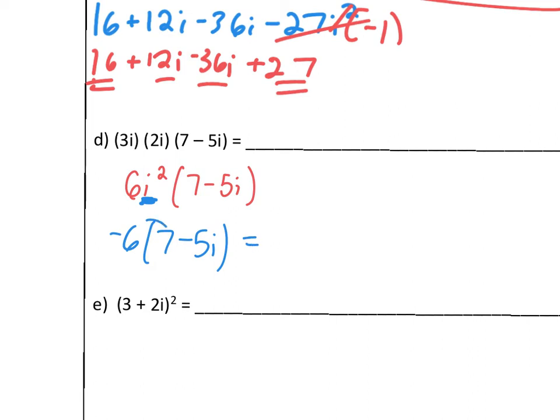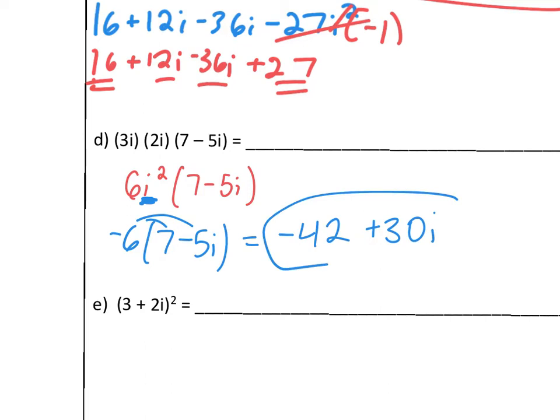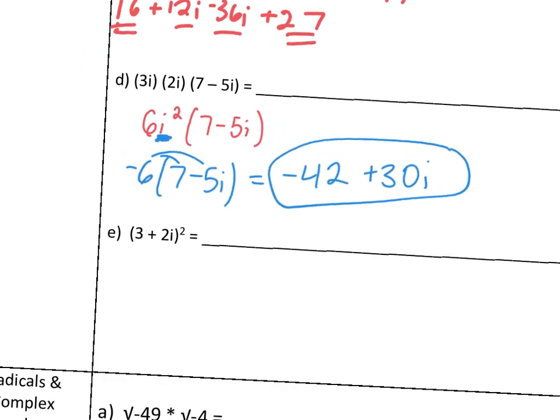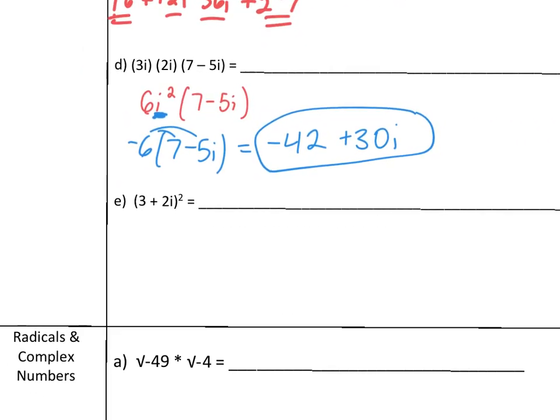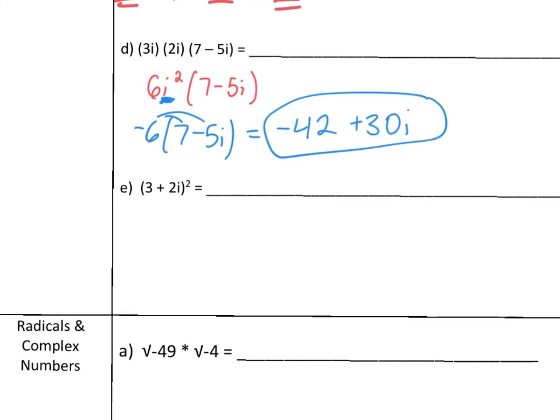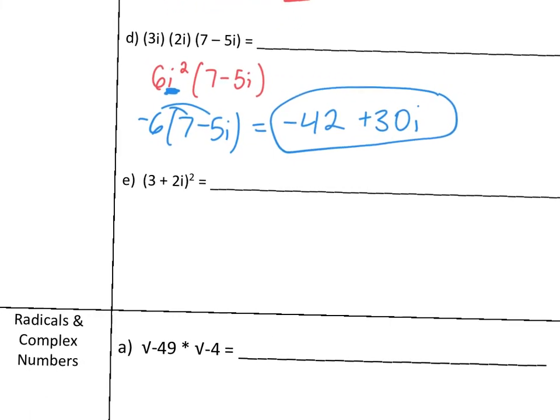Negative 6 times 7, and negative 6 times negative 5i, positive 30i. And that's it. That's my answer, because I cannot combine those. Questions on that? So get used to killing those i squareds as soon as you see them. It's going to help you.